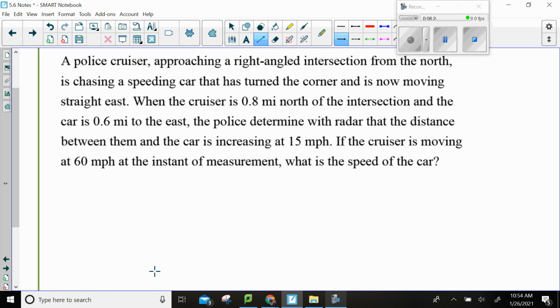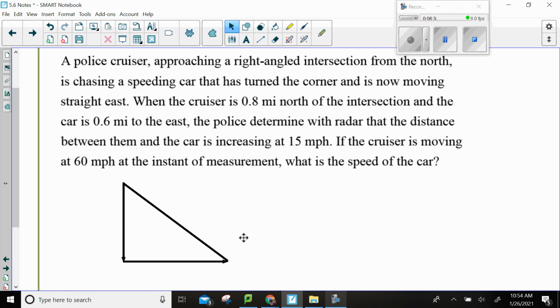I am going to draw us a picture. The police cruiser is going this way, and the car is going this way. And we want to find this distance. What's the rate of change of the distance here? So I have all of that.